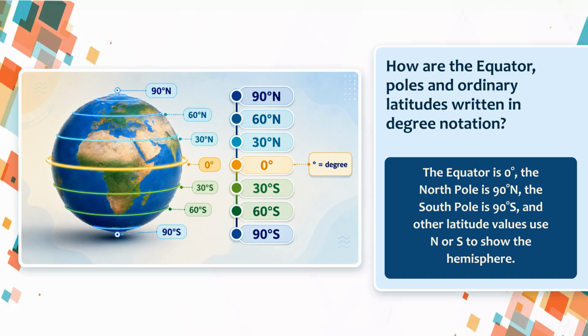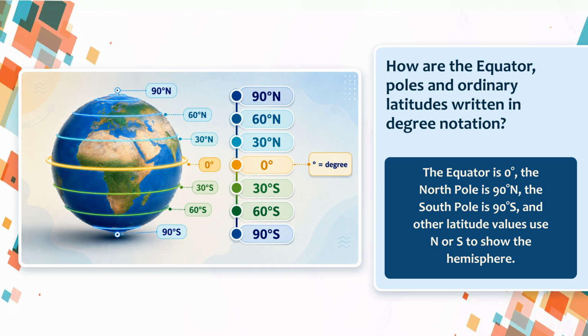How are the equator, poles, and ordinary latitudes written in degree notation? The notation ladder supplies the full rule. The equator is 0 degrees, the North Pole is 90 degrees N, the South Pole is 90 degrees S, and other latitude values use N or S to show the hemisphere. The degree symbol shows the amount.